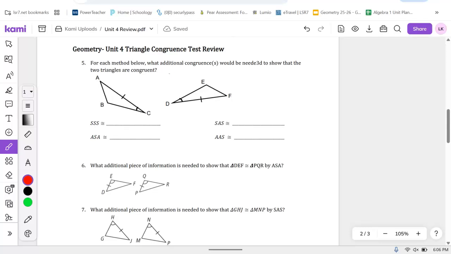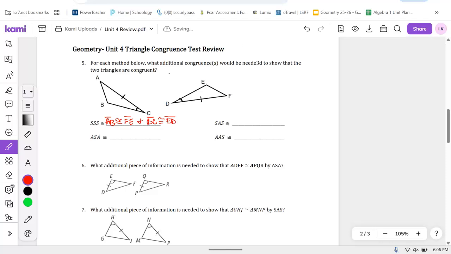Now, I understand that this question was a little bit tricky to understand. It's saying for each method below what additional congruence would be needed to show that the two triangles are congruent. So it's saying what additional things are needed to show that these two triangles are congruent by side, side, side. I already know that AC is congruent to FD, so I need to know that AB is congruent to FE. And I also need to know that BC is congruent to ED.